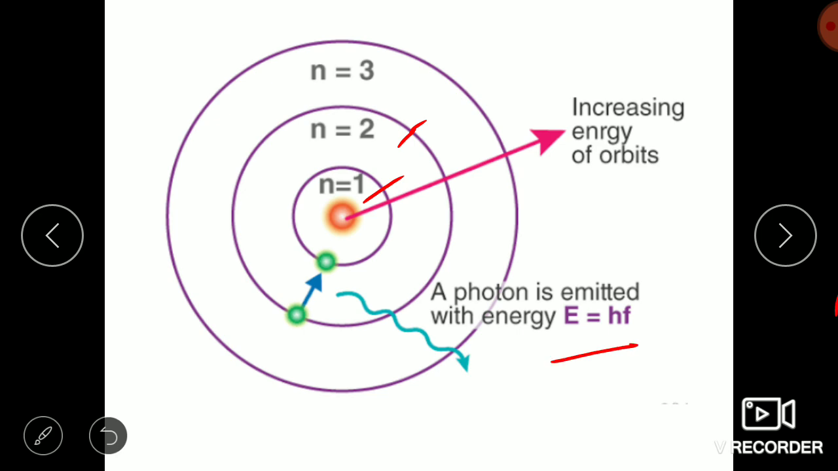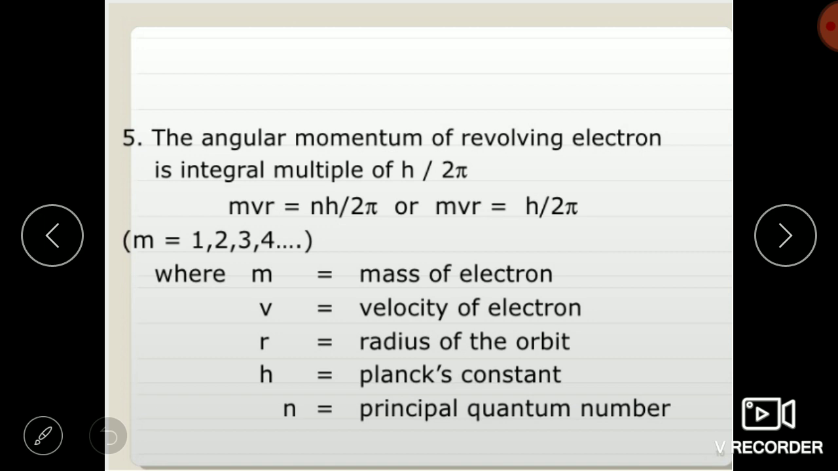And what is the value? The value is equal to hf or hν. f is the frequency, so you can denote it with f, or in a better way you can denote it with the nu symbol. So this way the fourth postulate states about the energy.